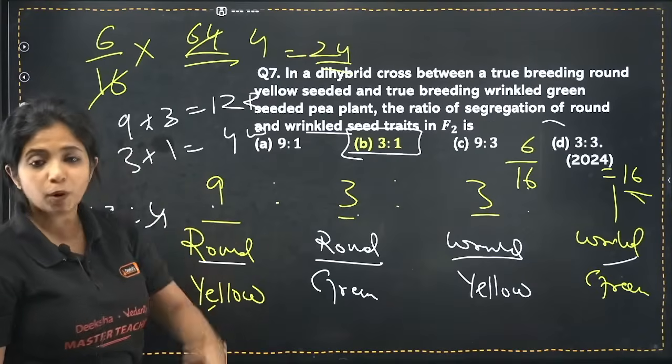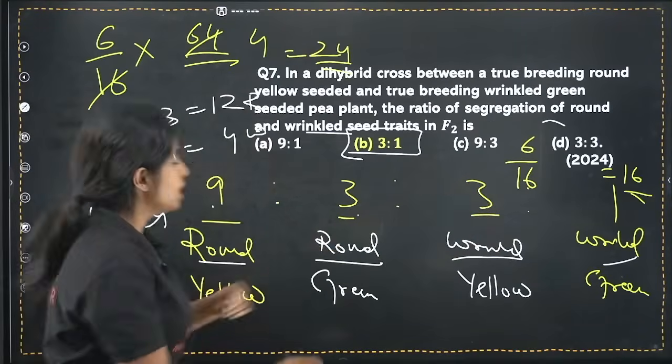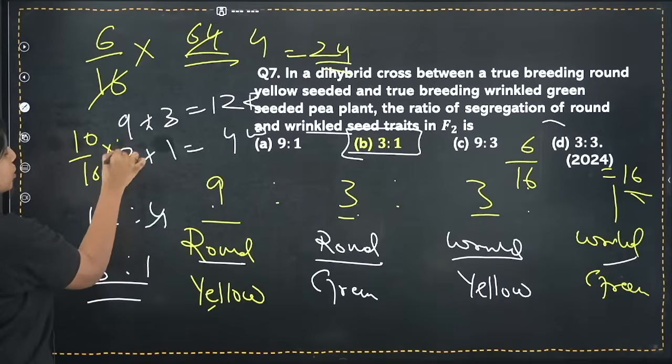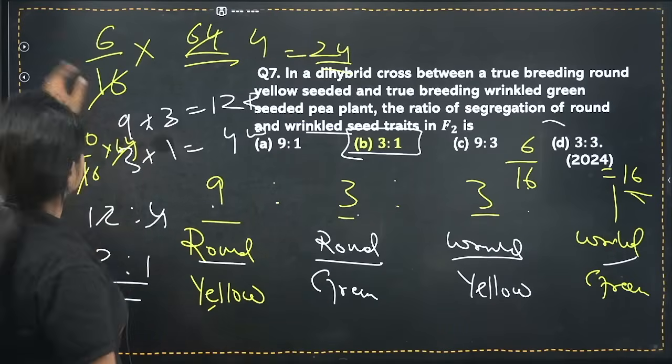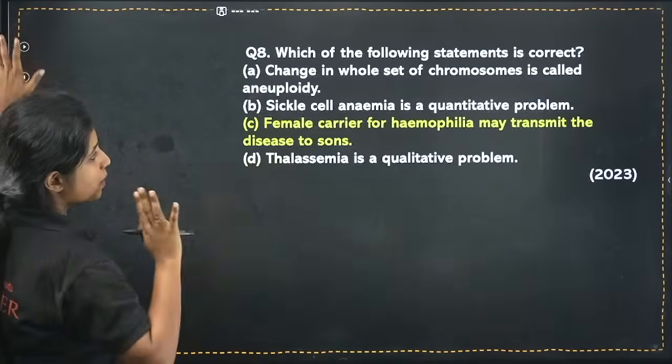If you have been asked about parental, then 9 plus 1 is equal to 10. So 10 out of 16 into 64 will give me what? The parental one. So the same logic applies over here. I hope this is clear.